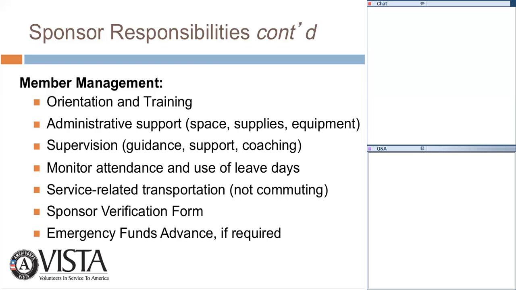And we'll go into more details about a required training called an On-Site Orientation later on in these slides, which is an orientation that you have to provide to your VISTA members when they first come to your placement site.